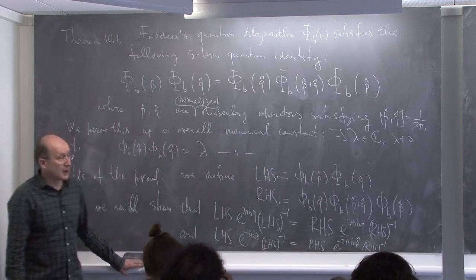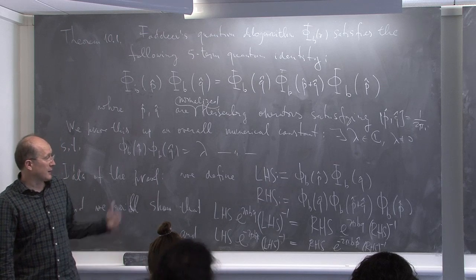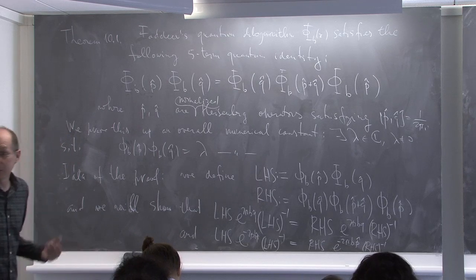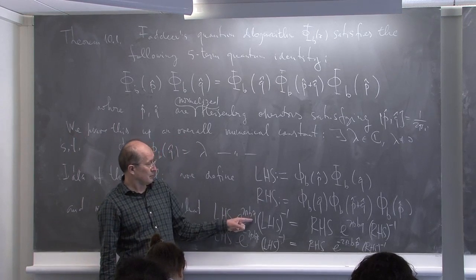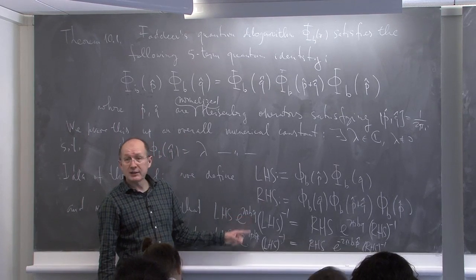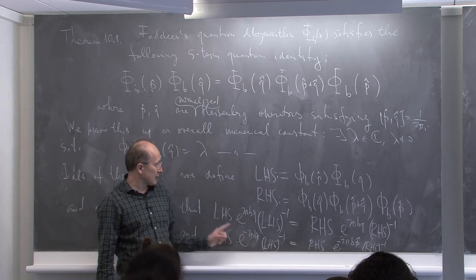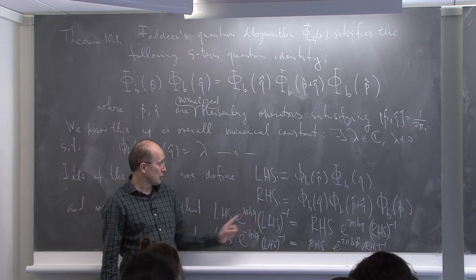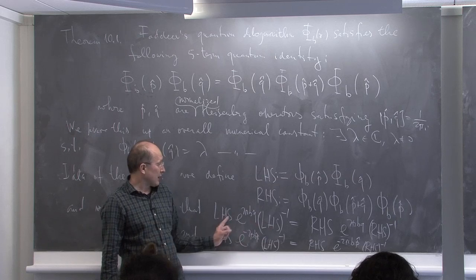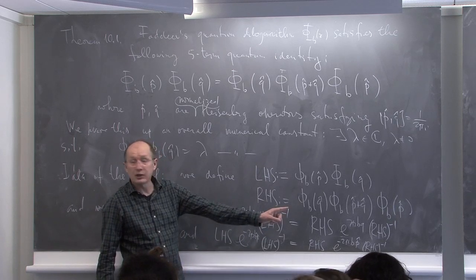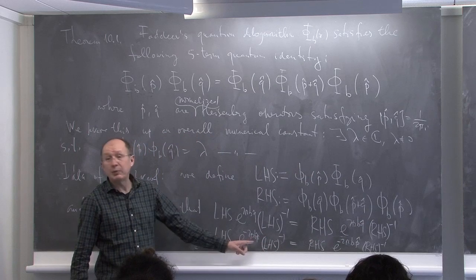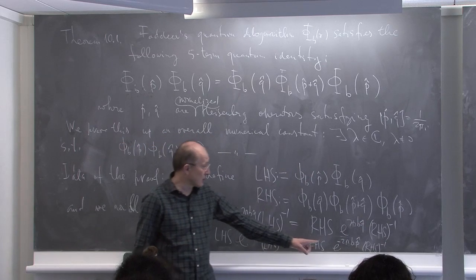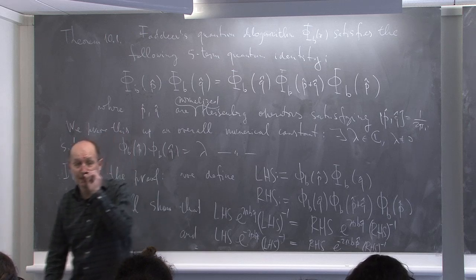And that will imply that the left-hand side is equal to the right-hand side up to a numerical constant, because by the spectral theorem we can translate the conjugation of Q by the left-hand side into the same as a conjugation of Q by the right-hand side. And the conjugation of P by the left-hand side is equal to the conjugation of P by the right-hand side.